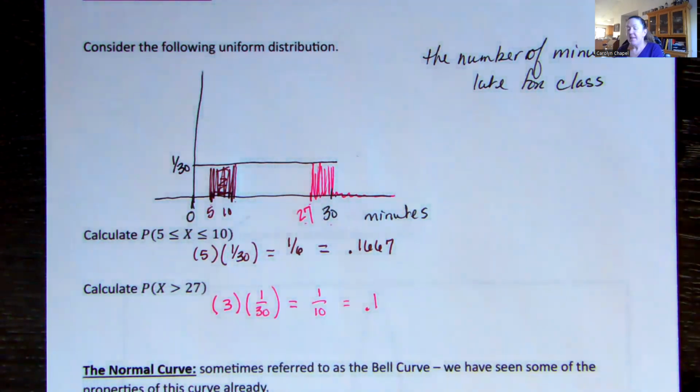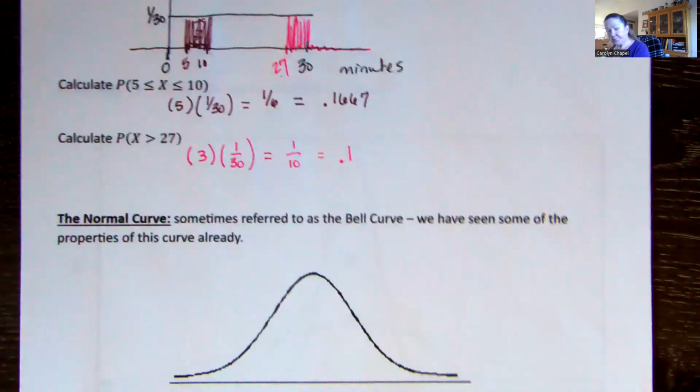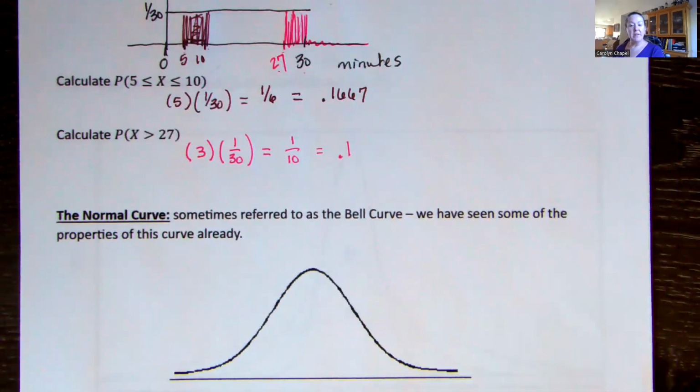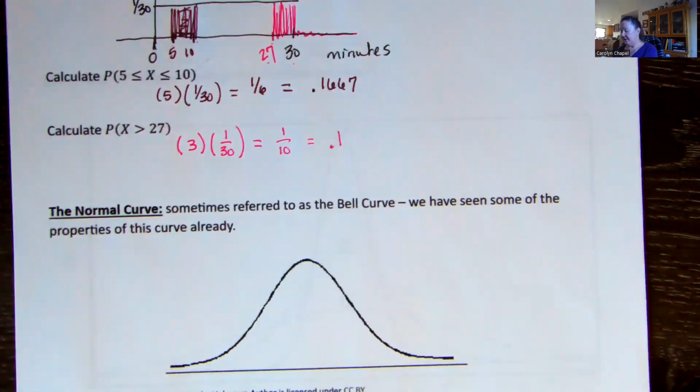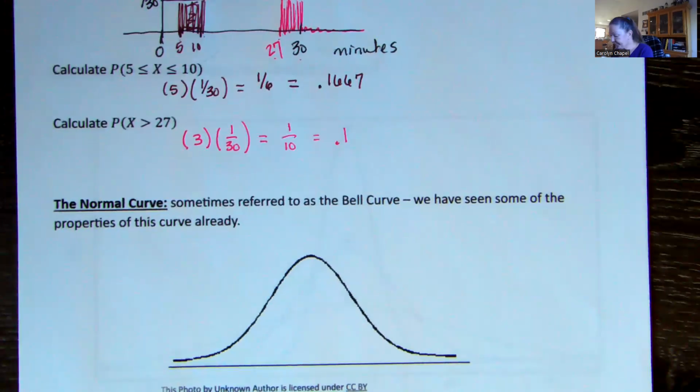Okay. That's a little bit with the uniform, and I like using the uniform to introduce this idea of areas under curves because it does give us some areas we can actually calculate. Now, the normal curve, which we've seen before, is also sometimes referred to as the bell curve because of that bell shape. It is always above the x-axis, so it's always positive. And if I take the area under the entire curve, we do get 1.